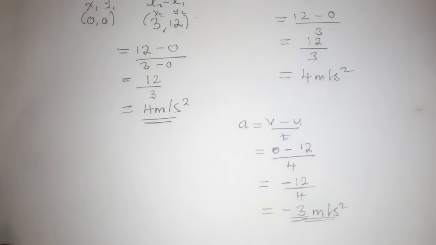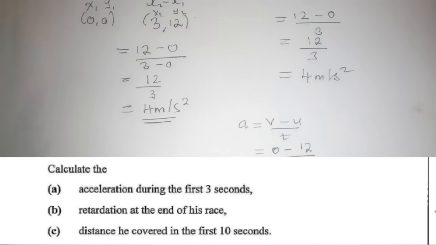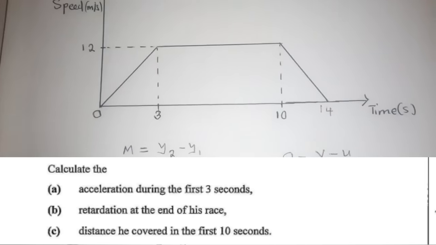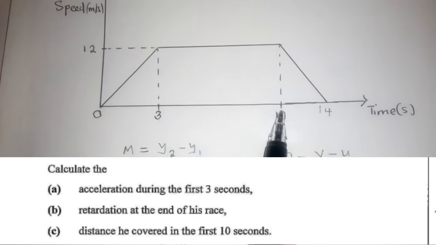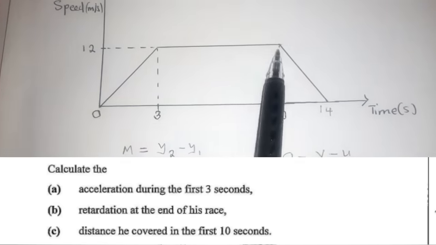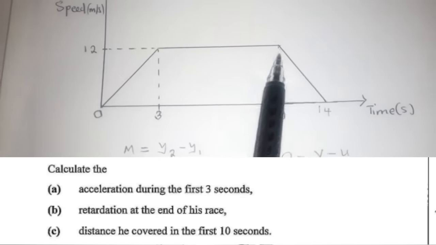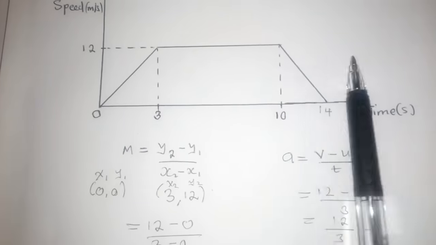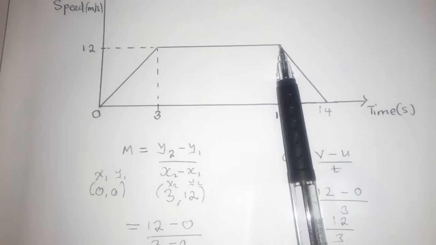We go to the next question, which is C, where they're saying calculate the distance he covered in the first 10 seconds. So if you can see nicely, the first 10 seconds, from here, it's 0 to 10. And the first 10 seconds, what shape is being formed here? This is a trapezium. If you can see, this part is not included. You just end up at 10 here.